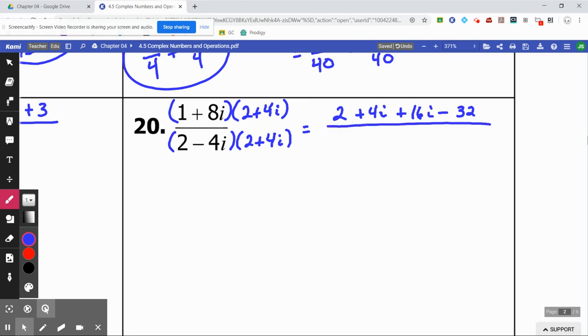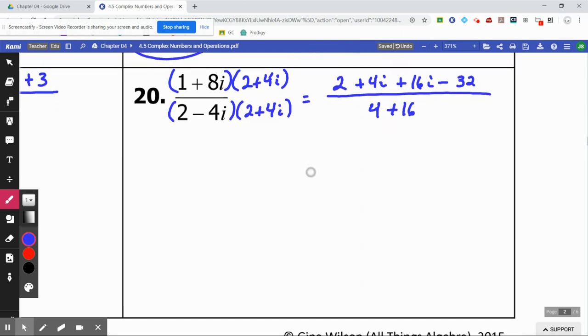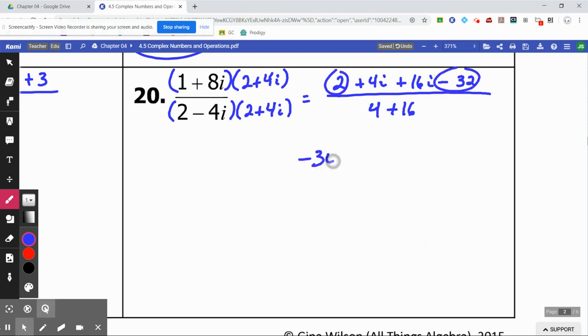The bottom, complex conjugates, 2 times 2 is 4. Negative 4i times positive 4i is a negative 16i squared. Instead of putting the i squared, times negative 1 would be simply a positive 16 now. Real parts, 2 minus 32 gives you a negative 30. 4i and 16i is a 20i. You're dividing by 4 plus 16, which is 20.